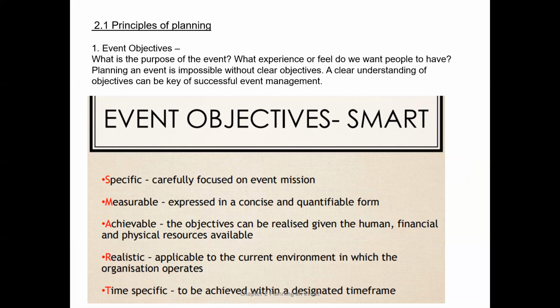When we say SMART, it means S for specific, M for measurable, A for achievable, R for realistic, and T for time specific. Hence, all our event management objectives must always be very, very SMART, wherein we are able to carefully focus on the event mission, concise and quantifiable form of events, and the objectives can be realized given the human, financial, and physical resources available to us.